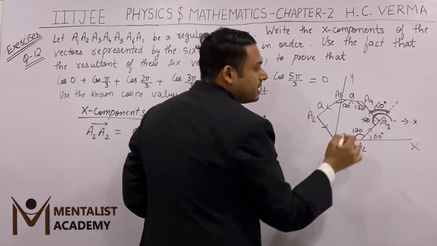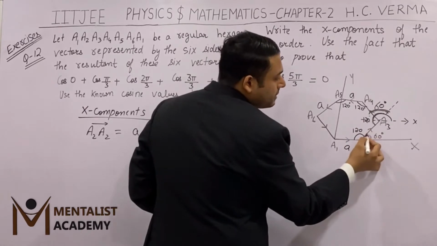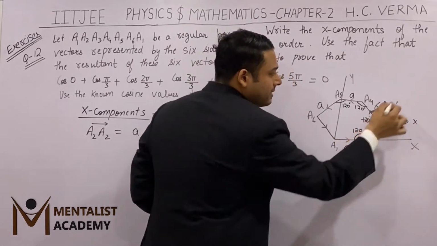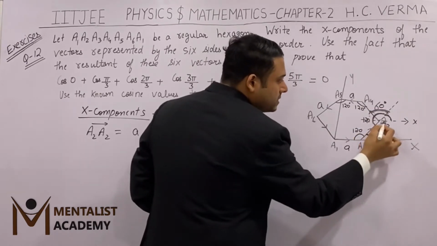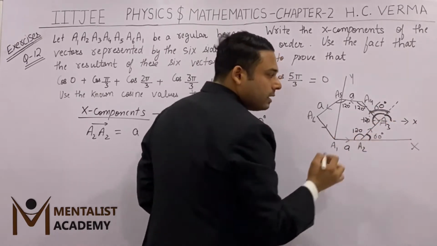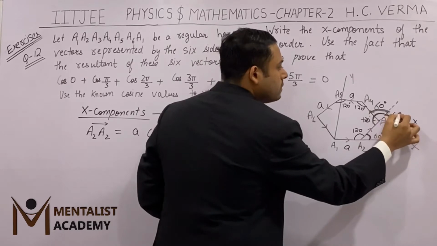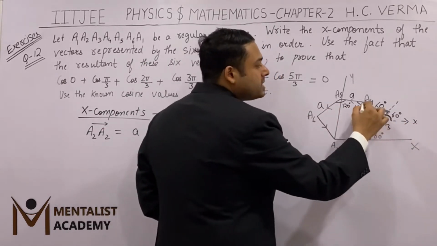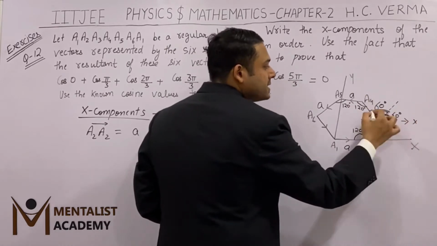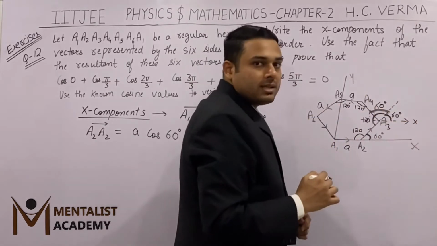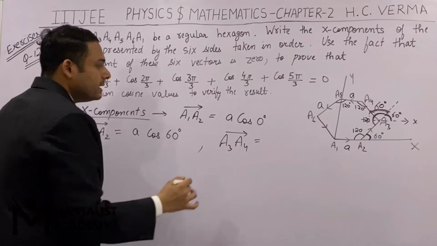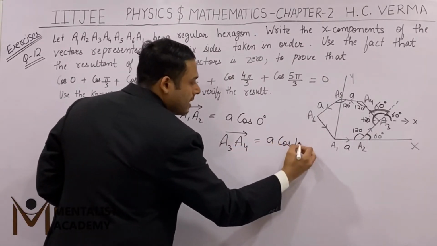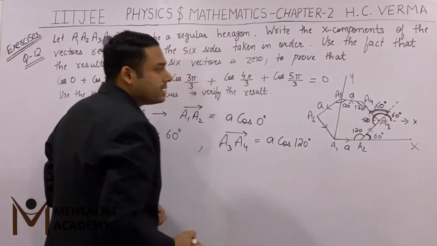This angle is 60 degrees and we know that these two lines are parallel and this is a common line, so these two angles are equal. So therefore this angle is also 60 degrees. So overall the angle which this vector makes with the x-axis would be 60 plus 60, so therefore 120 degrees. So the magnitude is A and the angle which it makes is 120 degrees.